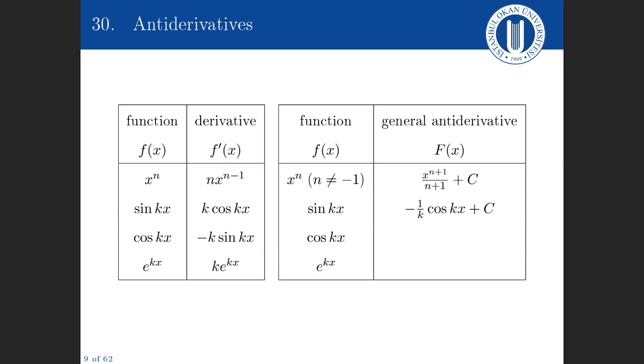We also know that if we differentiate sine, we get cos. So do the opposite. An antiderivative of cos is sine. And instead of multiplying by k, the opposite is dividing by k. So the general antiderivative of cos kx is going to be 1 over k sine kx plus c.